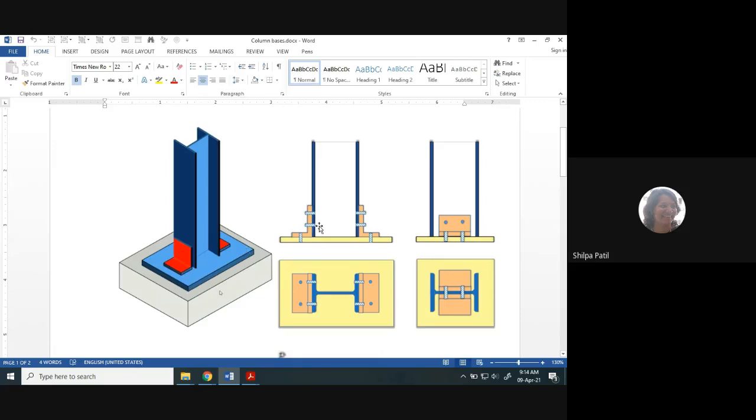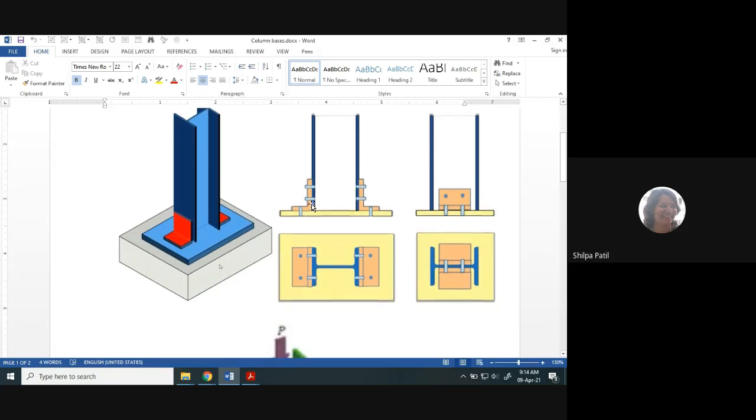How are these connected? See here in this diagram, in the cleat angle one leg is connected to the column and the other leg is connected to the base plate. Either on both sides of the column, connected to the flange of the column, two cleat angles are provided. This is the elevation of the column, this is the side view, the view taken from this side, and this is the top view. In the top view, our column and cleat angles will look like this.